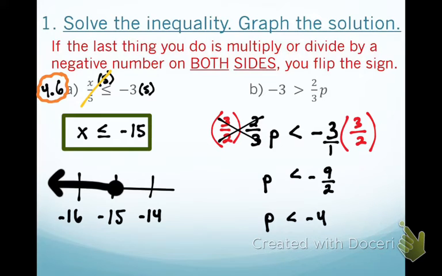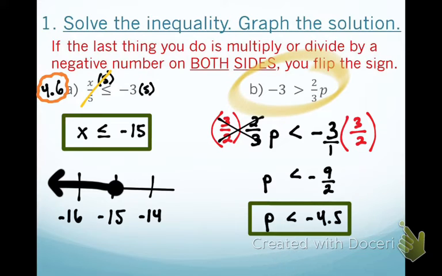4.5. Okay, negative 4.5. So that's going to be our answer. You also could have kept it as negative 4.5, but just remember you don't want to leave something improper if it started off proper up here in the top problem. Okay?